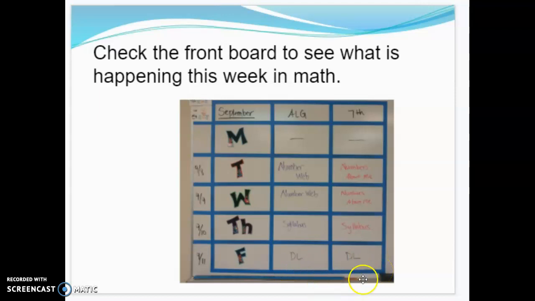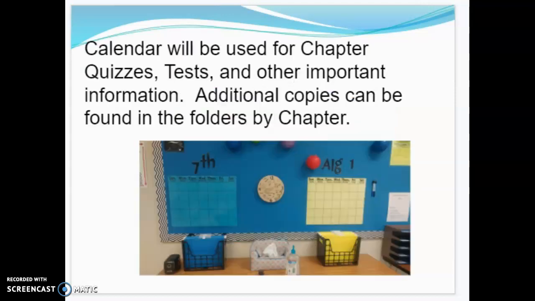So when you walk into class, you can take a peek at the board to get an idea of what's happening. Also, if you come in on Monday, we didn't have school this week because it was a holiday, but you can look ahead and see, are we going to have a quiz or a test later in the week? What's happening? Okay, so that's a good place where you can get that information.